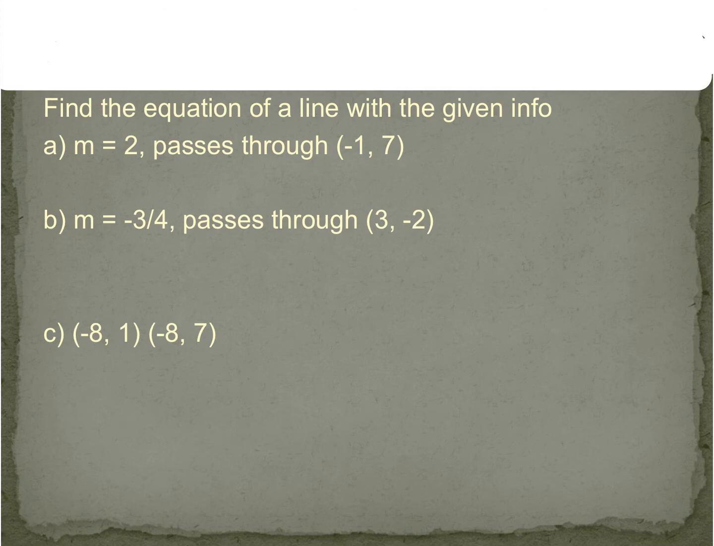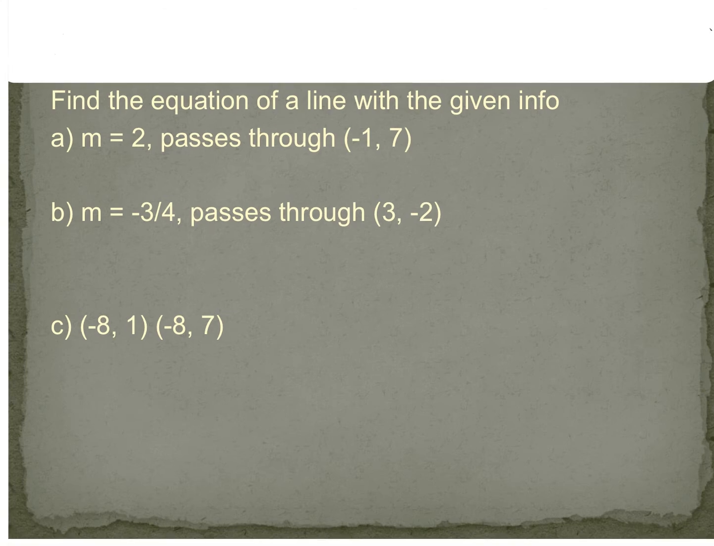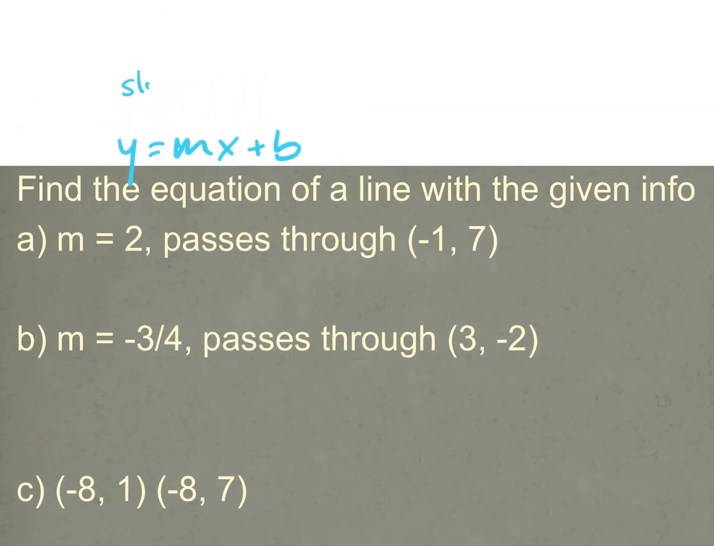All right, so now we're going to be finding the equations of a line with the given information. So there's 2 different types of equations of a line we have. We have y is equal to mx plus b. This is slope-intercept form. Because m is our slope and b is the intercept, the y-intercept.